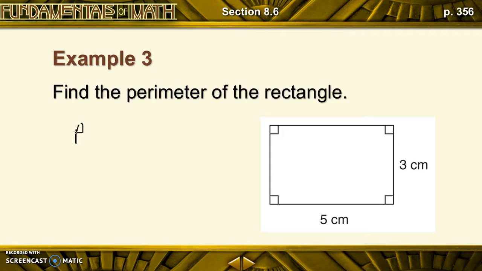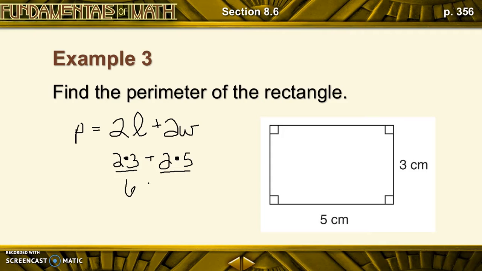Or we can use our perimeter formula, which is P equals 2 times the length plus 2 times the width. So let's call 3 the length. So we'll have 2 times 3 plus 2 times 5. And we need to remember our order of operations, which tells us we have to multiply these things together before we can add. So 2 times 3 is 6, plus 2 times 5 is 10, and 6 plus 10 is 16.